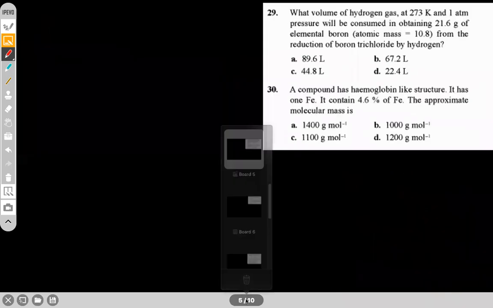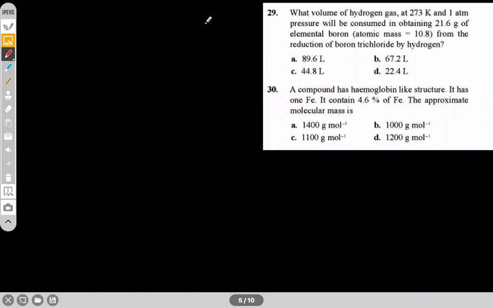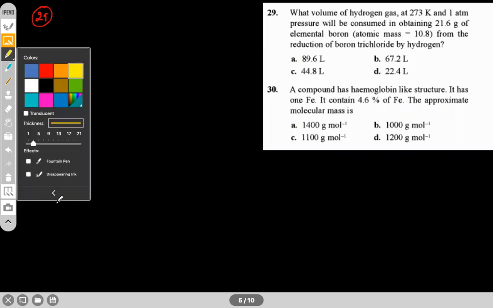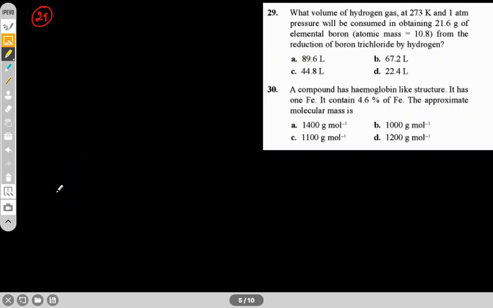Next question you see. What volume of hydrogen gas at 273 Kelvin and 1 atm pressure will be consumed in obtaining 21.6 gram of elemental boron from the reduction of boron trichloride by hydrogen?